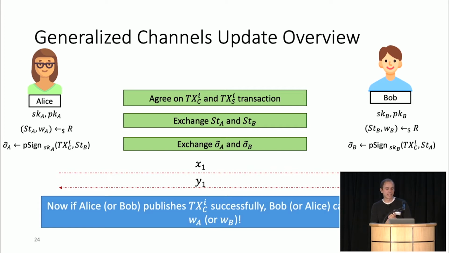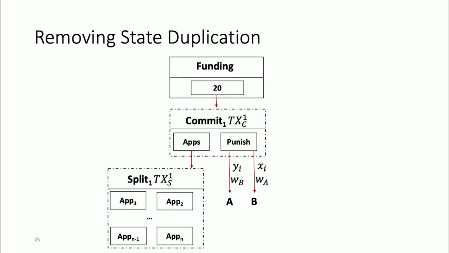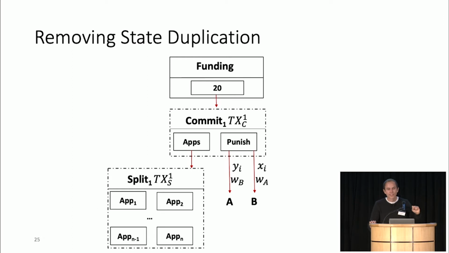And now what we actually have is that if Alice or Bob posts the commit transaction successfully, it means that the other party can extract the posting party's witness. And we can use this witness to actually do the punishing. So as you can see here, the punishing now has two ways of being spent. Either Alice can spend it by knowing Bob's secret Y1 and the witness that Alice extracted because Bob posted the commitment. And similarly, if Alice posted the commitment, Bob can extract the witness, and if it's an old state, knowing X1 can punish Alice.